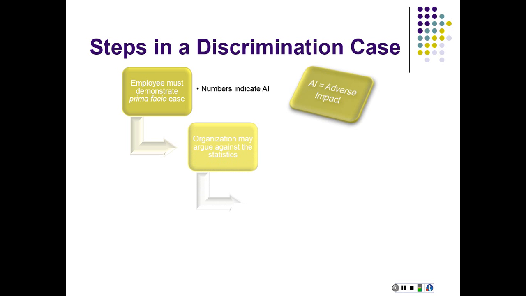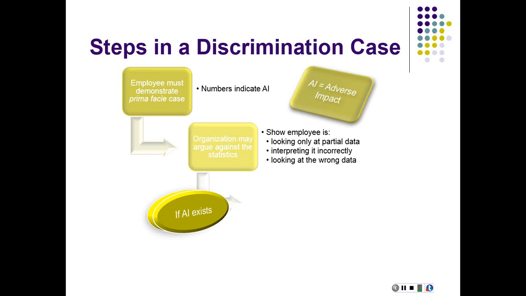Now the organization might be able to argue against the statistics and say, well, you've interpreted it incorrectly, you haven't taken into consideration various other numbers or something like that. That's really not going to work in the example I gave, because I don't think you can really argue against 1 woman and 20 men in the firehouse, right? So probably we're not going to be able to make the case that the employer is only looking at partial data, or they're interpreting it incorrectly, or they didn't look at the data that's the most relevant, or whatever. Instead, they're going to have to admit, okay, yes, there is adverse impact. Yes, there are more men than women at the firehouse.